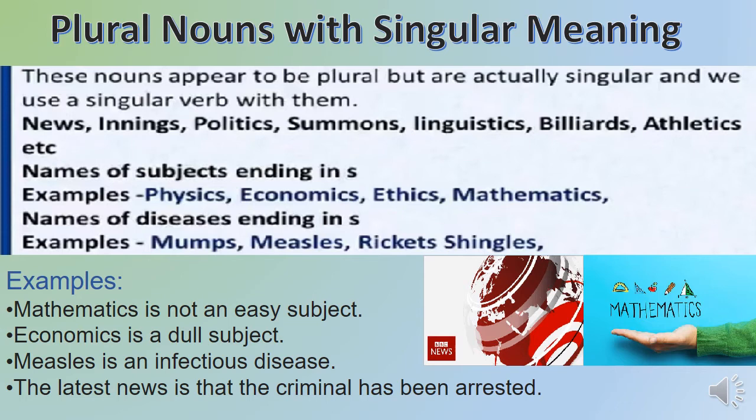So examples in sentences: Mathematics is not an easy subject. So is, the singular verb, is followed after the noun. Economics is a dull subject. Measles is an infectious disease. The latest news is that the criminal has been arrested.